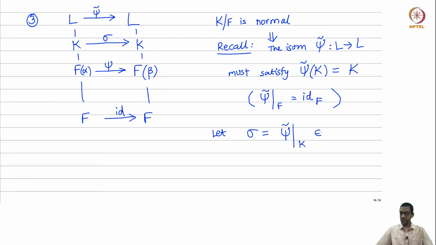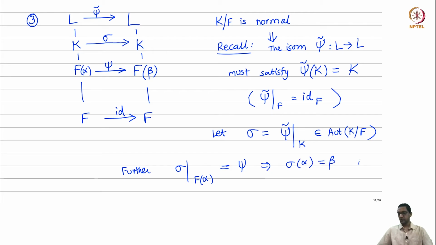Okay, now what is this? Sigma therefore is an automorphism of K which is identity on F. So it's an element of Aut K over F. Further, what property does sigma have? Well, sigma, when you restrict it to F alpha, is the same as the original map psi. This means that in particular sigma must map alpha to beta. Okay, and that concludes the proof, because that's exactly what we were trying to construct, an F automorphism of K which sends alpha to beta.